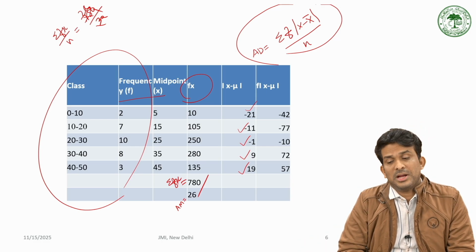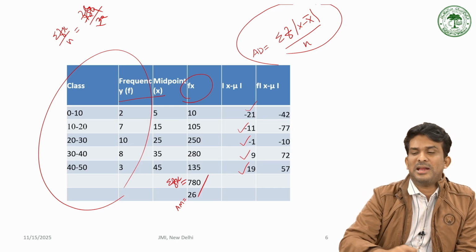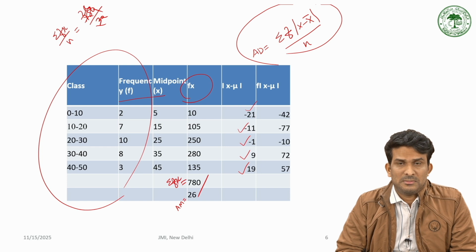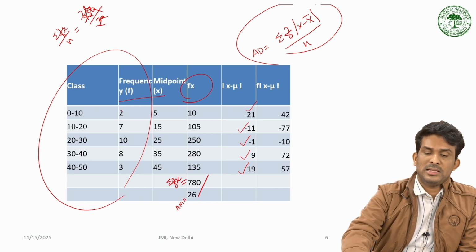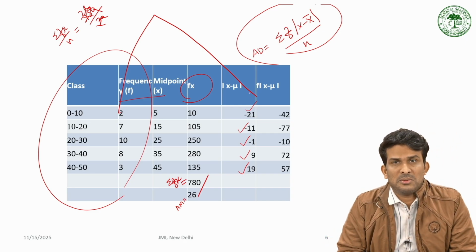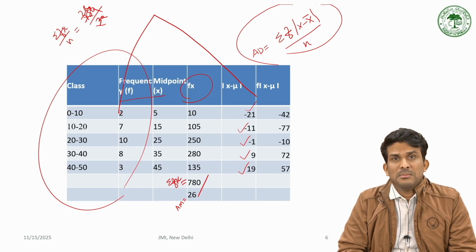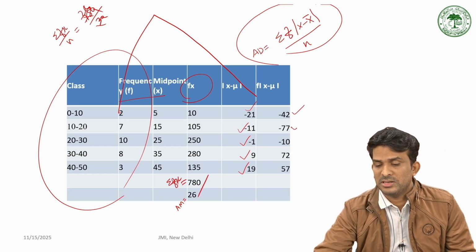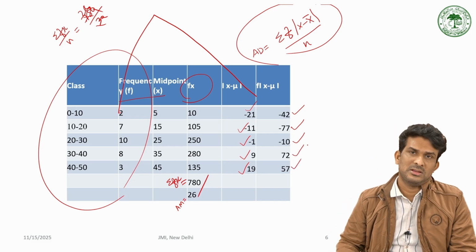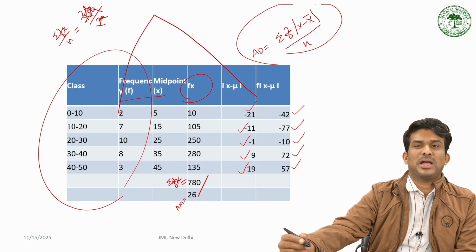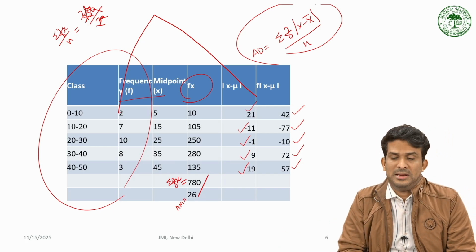What is next required? The same has to be multiplied with f: f into modulus x minus x bar. So again the f and x minus x bar modulus will be multiplied. You will be getting values like this: 47, 77, 10, 72 and 57. Go for a sigma. So you will be getting sigma f into x minus x bar by n.